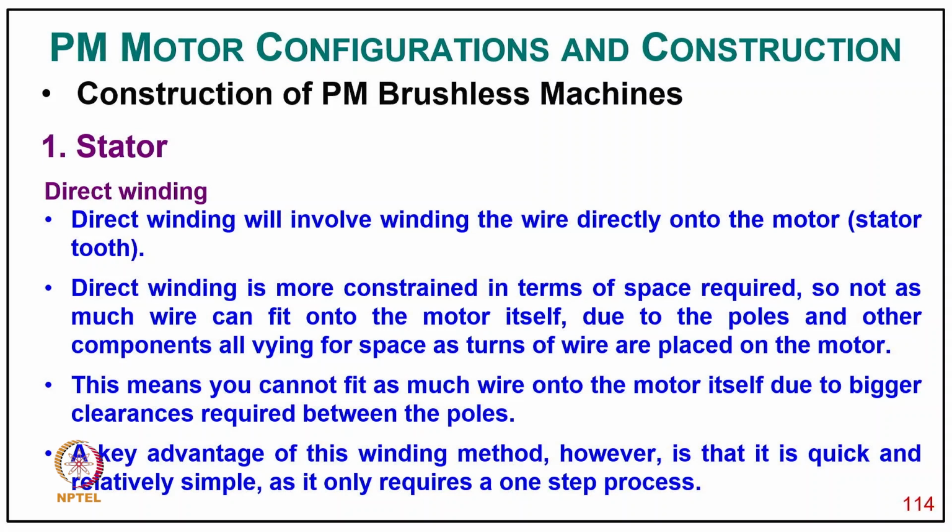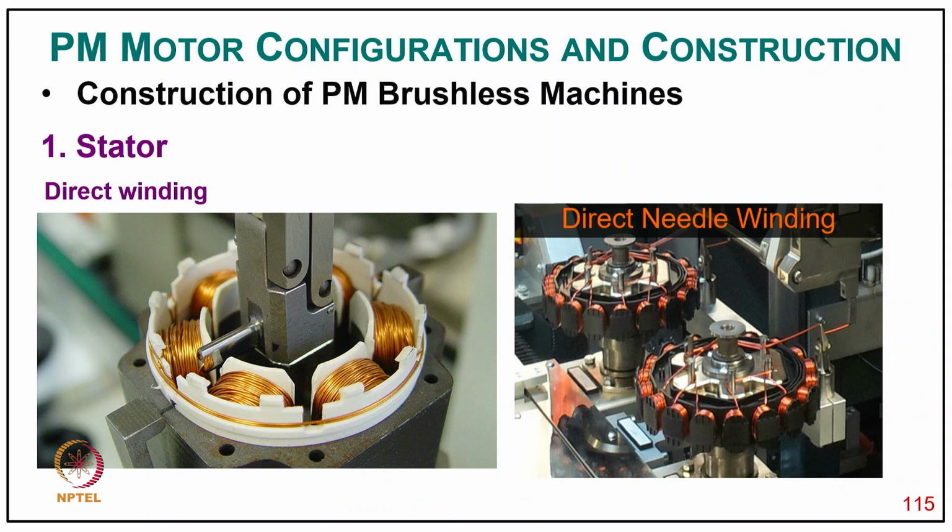This means you cannot fit as much wire onto the motor itself due to the higher clearances required between the poles. The key advantage of this winding, however, is that it is quite quick and relatively simple, and it only requires a one-step process. And here is direct winding, as you can see, of concentrated winding, how it is placed.